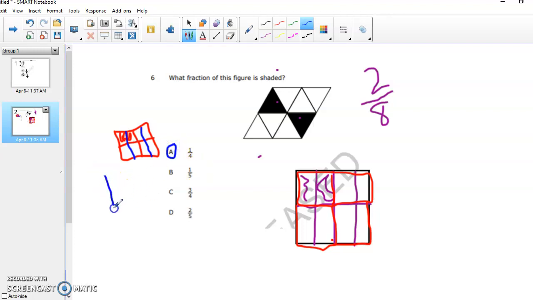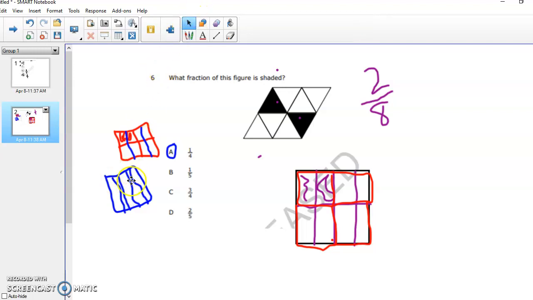B, 1/5. Well, if I draw that, this one's a little trickier. Fifths are a little bit trickier. I'm sure that you have some experience now that splitting up odd numbers is a little bit harder than splitting up even numbers. That doesn't look great, does it? That's such a mess. Let's delete that.